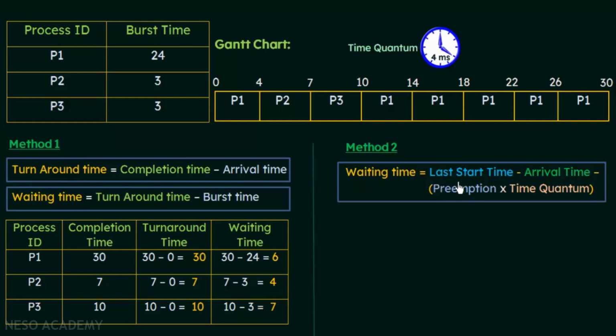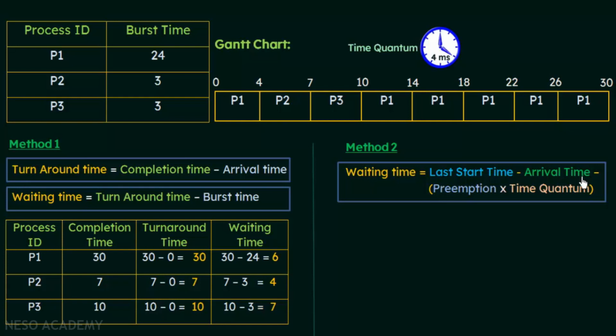Let's explain it. Last start time means the last time that the process started its execution. For example, for P1, we see that P1 started its execution here at 0 milliseconds. But was this the last start time? No, because P1 again started execution here at 10 milliseconds, and here again at 14 milliseconds, then again at 18, then 22, and 26. So we see that the last start time of P1 was 26 milliseconds. This is the last time it started. When it started at 26 milliseconds, it completed its execution at the 30th millisecond, and after that it did not start again. So 26 is the last start time for P1.